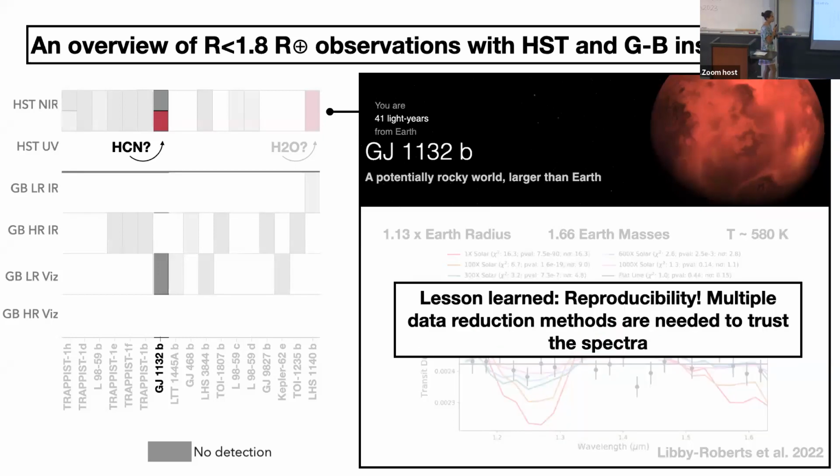And I think the lesson learned here for terrestrial planets is really along the lines of reproducibility. I think you all have experienced this, especially through the Eureka analyses hands-on sessions earlier this week, where all of these little nuances in the data reduction really stack up. And again, especially for these terrestrial planets, it is super important to have multiple different data reduction methods to really trust what you're seeing and believe that the features popping out of the spectrum are real.